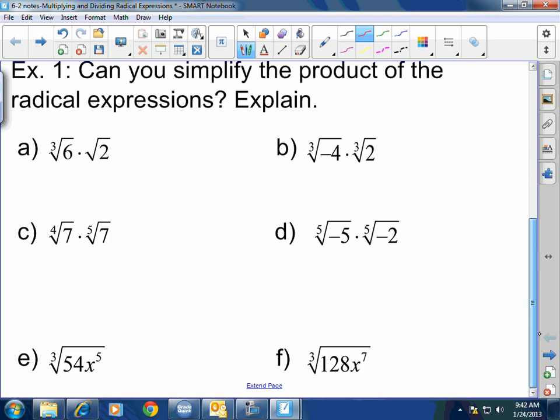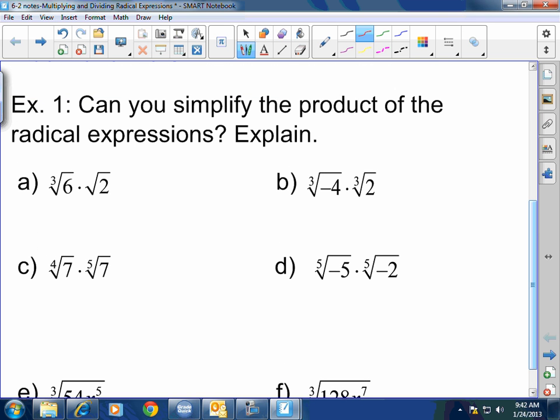All right. So example 1. Can you simplify the product of the radical expressions? Okay. So this is just saying can you, and then explain. So for our explanation, we will or we will not. Okay. So this is no. Why? They have a different index. You cannot do it. Period. Done. B. Yes, this would be the cube root of negative 8, which would equal negative 2.